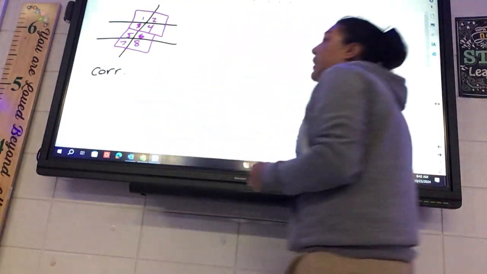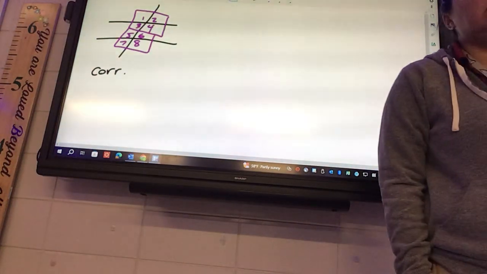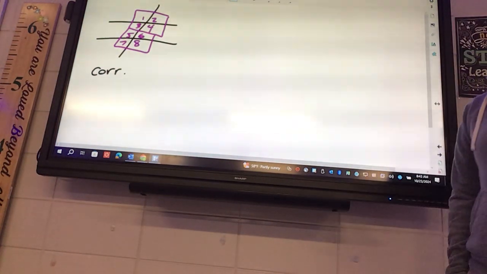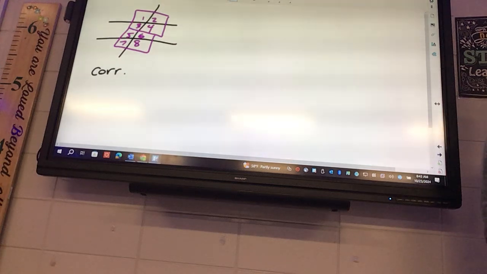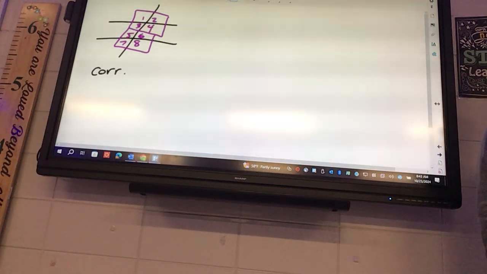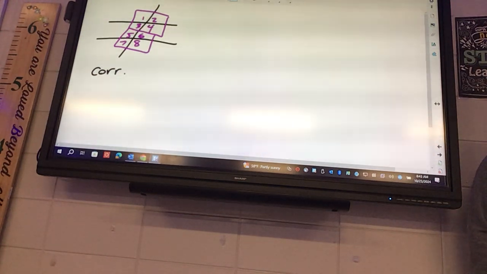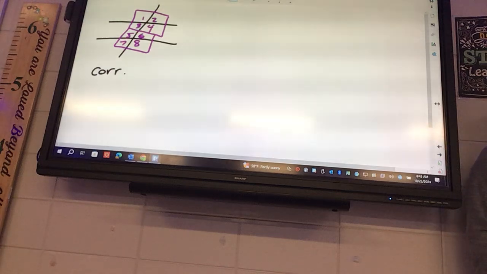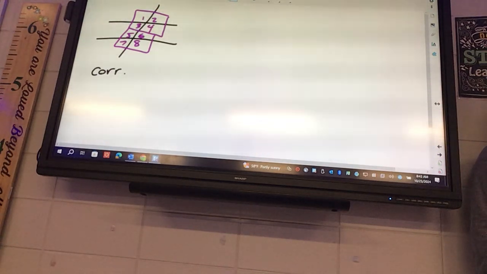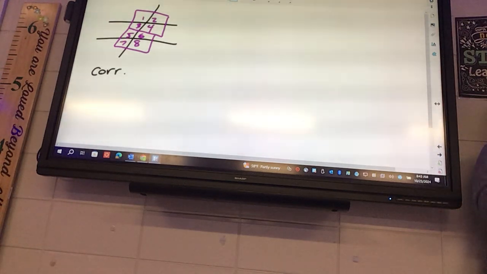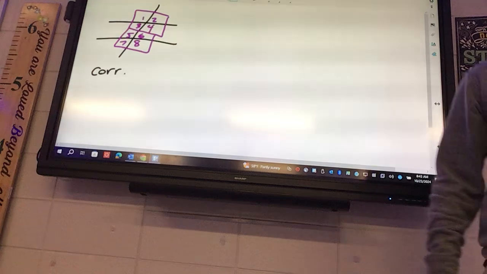So what does 1 match up with in the second box's location? 5. Take a second and look at that. 1 and 5 are corresponding. 2 matches up with 6, 3 matches up with 7, and 4 matches up with 8. That's what corresponding means, so that's the corresponding part.